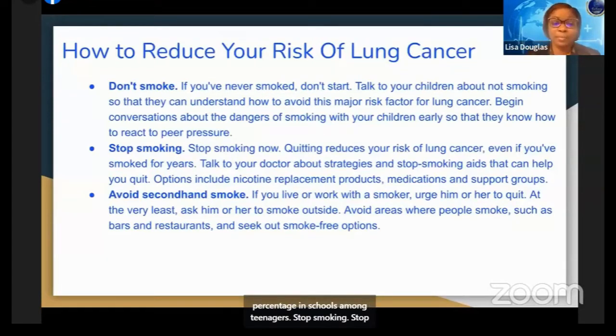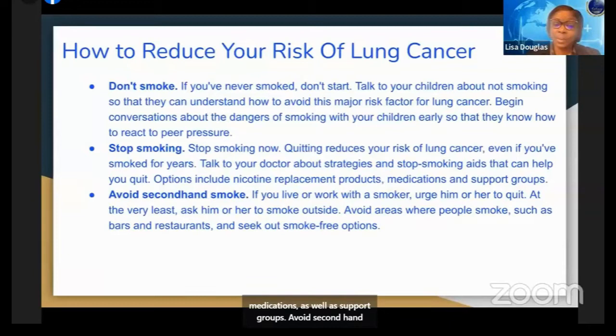Stop smoking. Stop smoking now. Quitting reduces your risk of lung cancer, even if you've smoked for years. Talk to your doctor about strategies and stop-smoking aids that can help you quit. Options include nicotine replacement products, medications, as well as support groups.